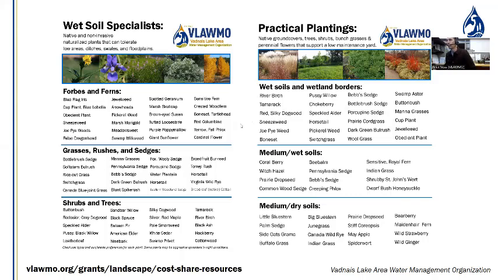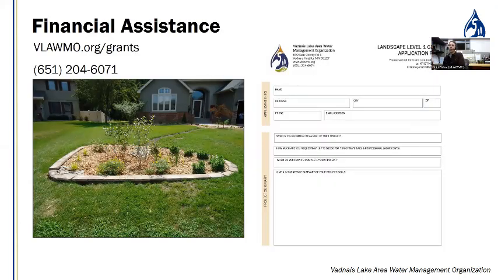And then we have our practical plantings. We have ground covers for wet, medium, or dry soils. So those are on our website as well. Grant programs, landscape level 1, soil health, or for big projects, landscape level 2, but those are reserved for really the public-facing public properties, parks, and things like that.